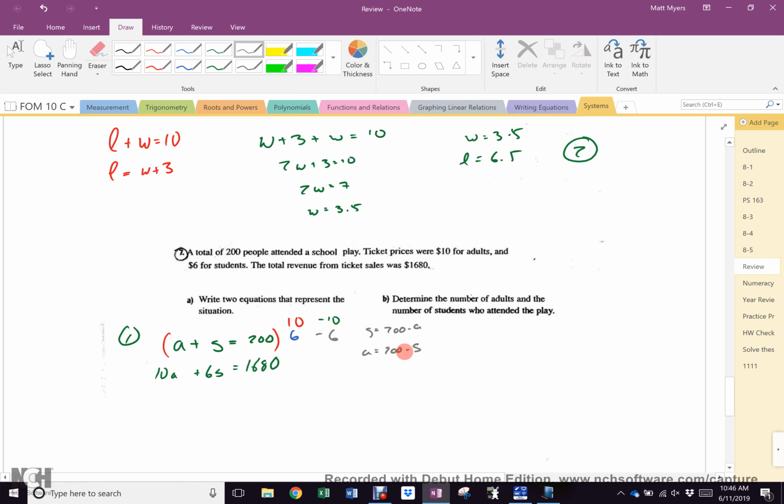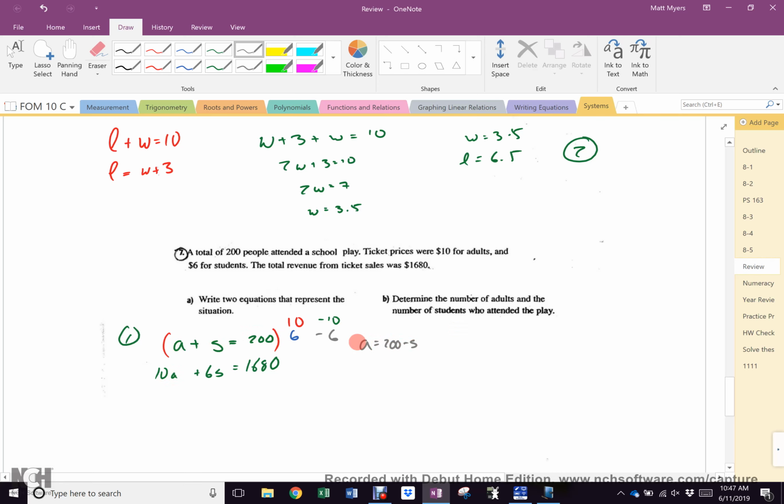Do I care which one you use in this question? No. If I cared, would I tell you which one to use? Yes. Which one do you want to use? Substitution this time? Okay. A equals 200 minus S. Everybody happy with that? I've isolated A by moving S.